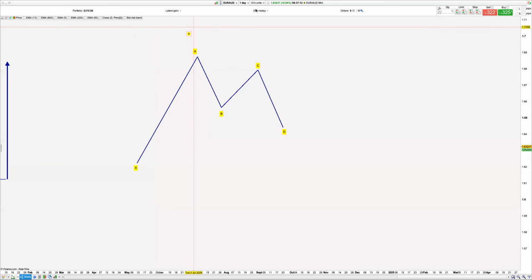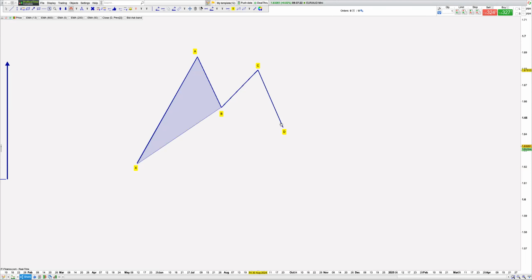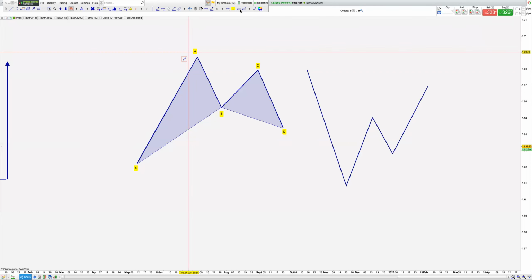You've got the same thing on the flip side. Let me just add the familiar wings. And then on the flip side, we do it this way: anchor X, B, C, D. Label it up again.